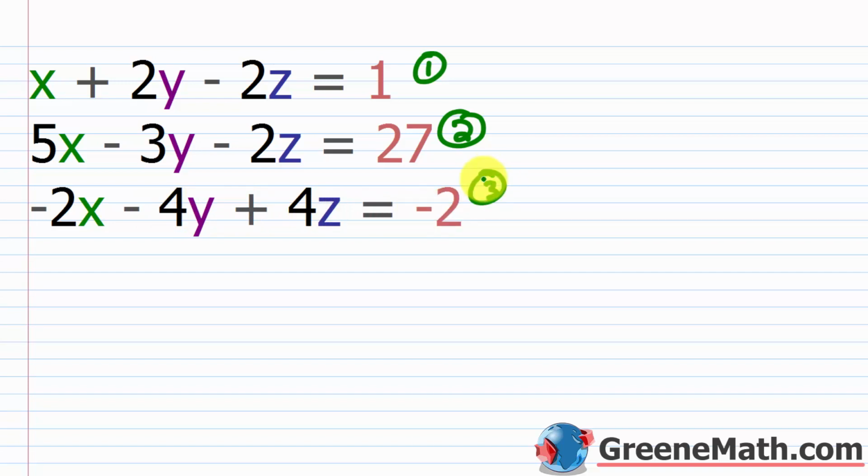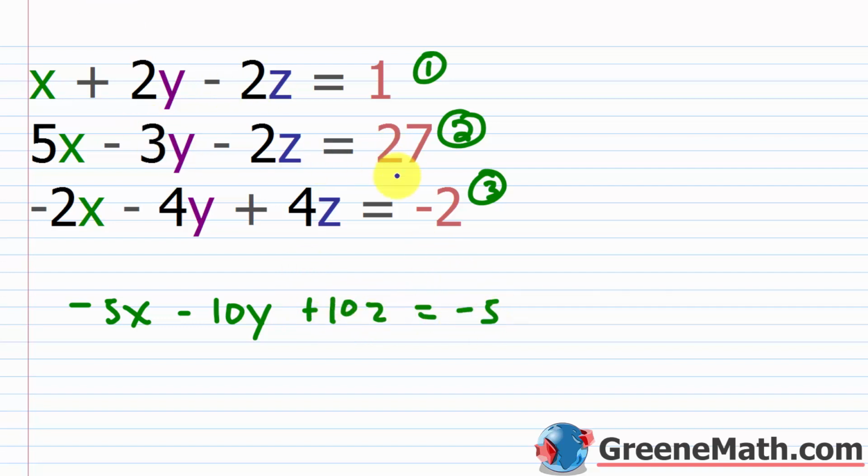Okay, so let's just go through and eliminate our variable. Let's just go ahead and do x. So from equation 1 and equation 2, I can get rid of x pretty easily. I can multiply equation 1 by -5. So -5 times x is -5x. And then plus -5 times 2y would be -10y. And then we would have -5 times -2z, which would be plus 10z. And this equals 1 times -5, which is -5.